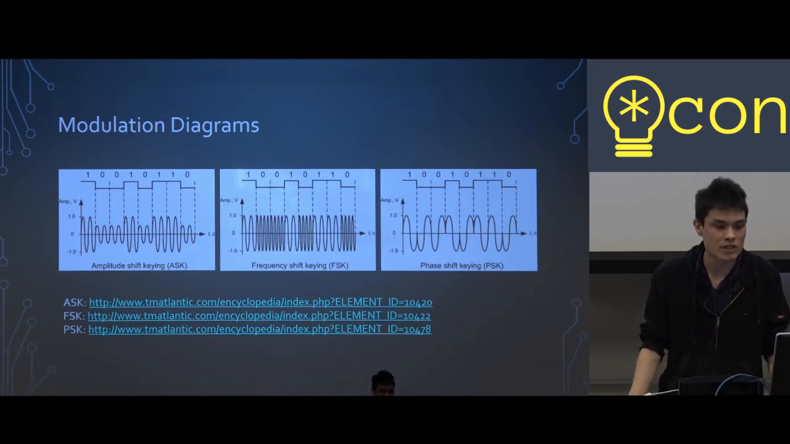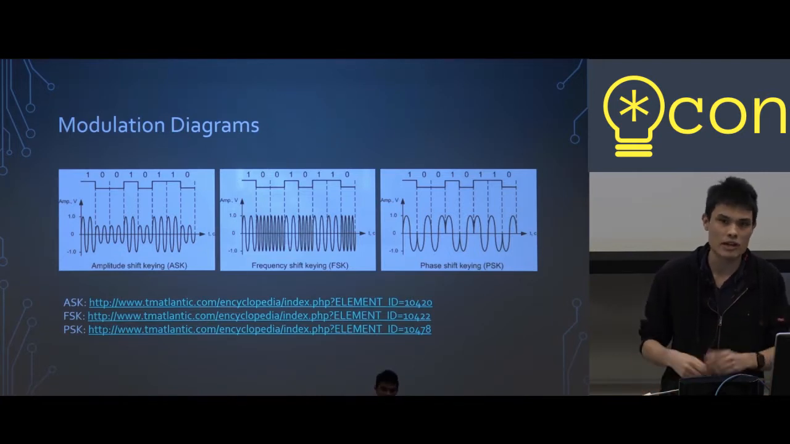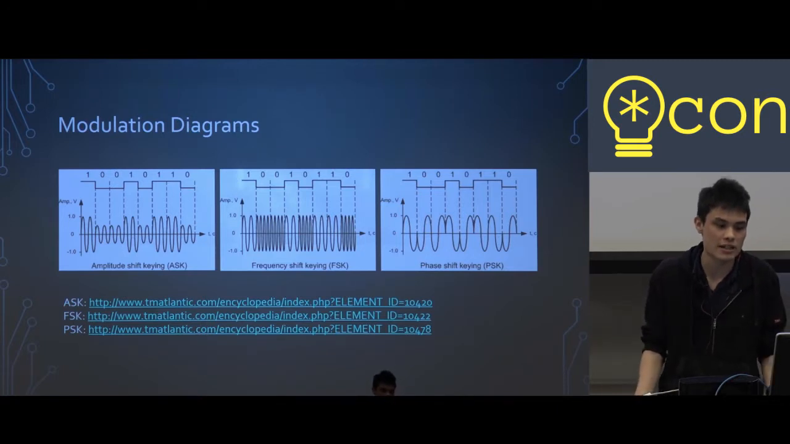In the middle, we have frequency shift keying. So it's a very similar idea, but with frequency. So when we send a 1, we send the same signal in this picture, the carrier wave. But when we send zeros, we send a higher frequency signal.